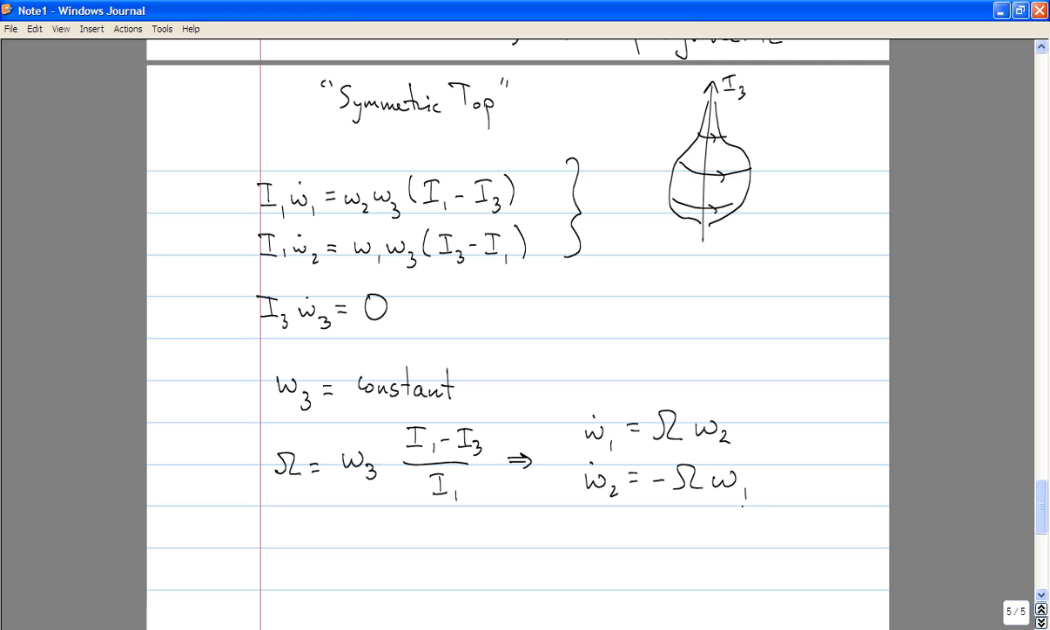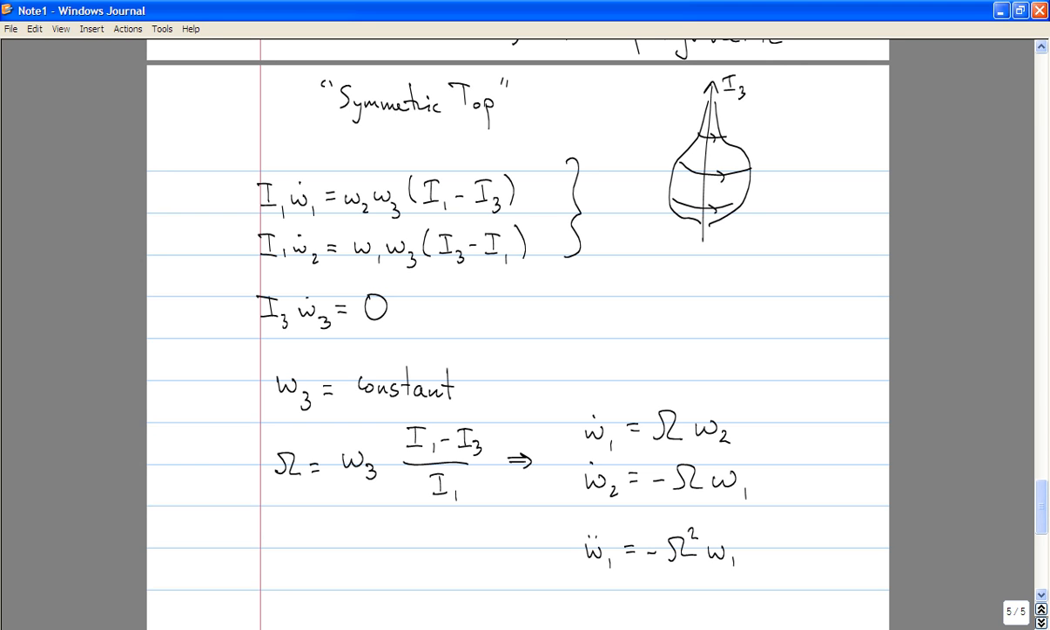Even I can solve these differential equations. One way of solving this differential equation is to take the time derivative of the first equation and insert the second equation, and you see that omega 1 double dot is equal to minus capital omega squared omega 1, which is the equation for a simple harmonic oscillator. Those damn simple harmonic oscillators just keep showing up all over the place.